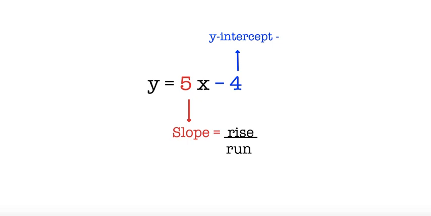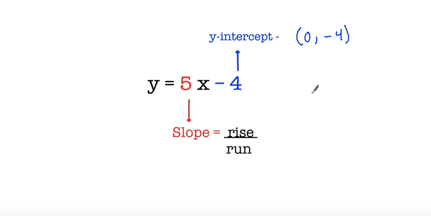So here we have the equation y equals 5x minus 4. And so I'm going to start off with our y-intercept because that's usually the first thing we'd look at when we're trying to make a table or graph. So our y-intercept, because it's y equals 5x minus 4, is actually negative 4. So our y-intercept is represented by the coordinate 0, negative 4.